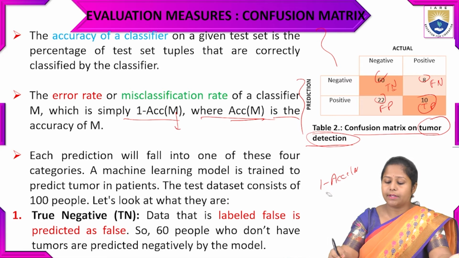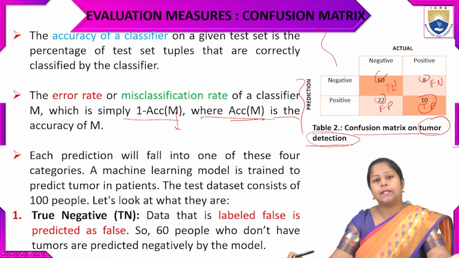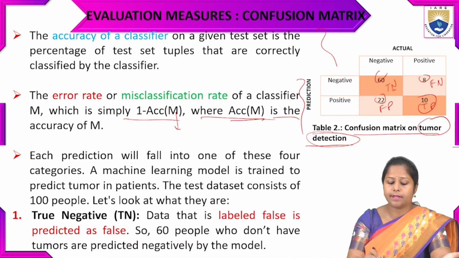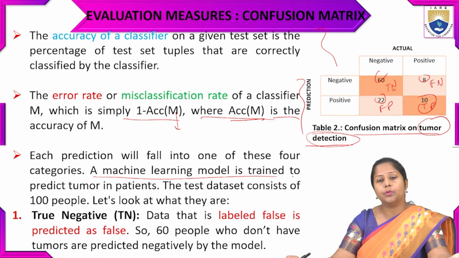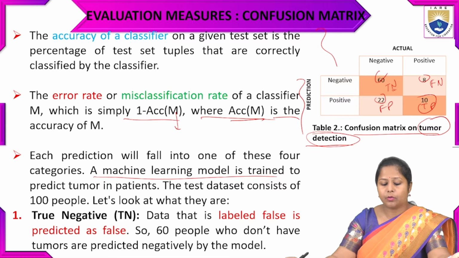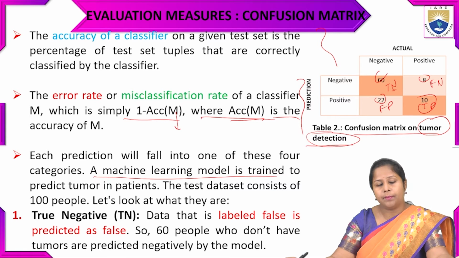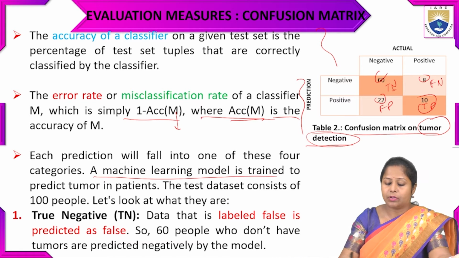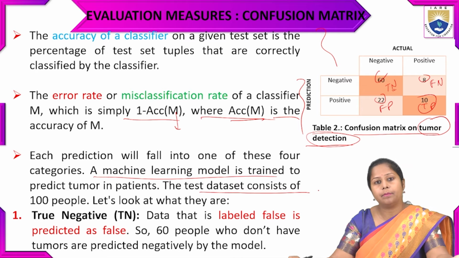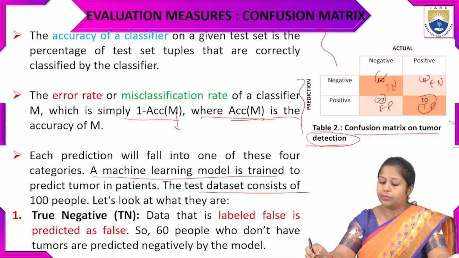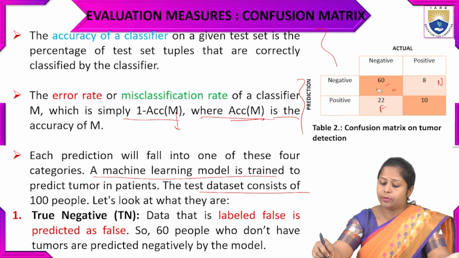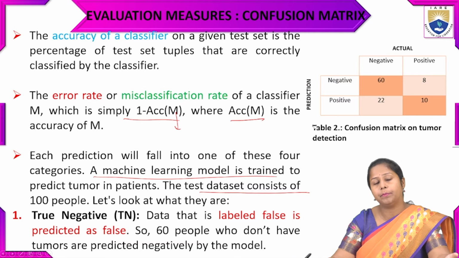Now each prediction falls into one of these four categories. A machine learning model is trained to predict tumors in patients. That is the problem. The test data set consists of 100 people. So in this confusion matrix on the right-hand side, the total of the data points is 100. For 100 patients it has been taken.